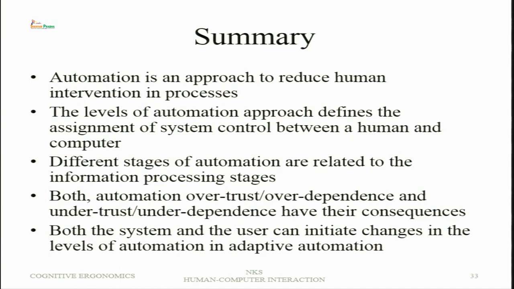So just to summarize what we have done in automation in today's session, automation is an approach to reduce human intervention in processes. The levels of automation approach defines the assignment of system control between a human and computer. Different stages of automation are related to the information processing stages. Both automation over trust and over dependence and under trust and under dependence have their consequences. We have seen what consequences they have. So that can lead to complacency, for example, and first error, and then how that cycle goes on.